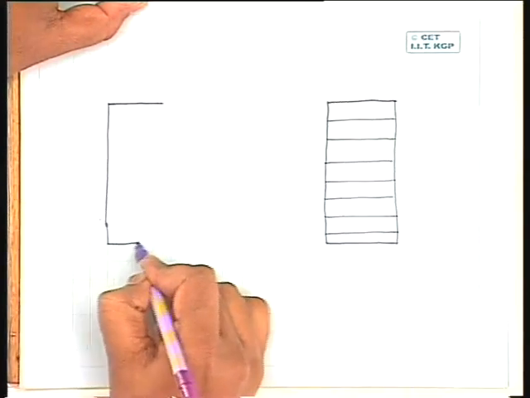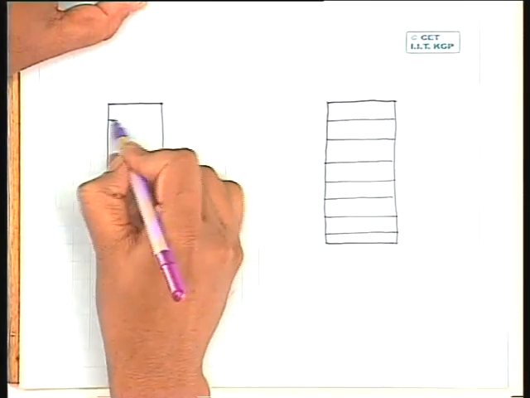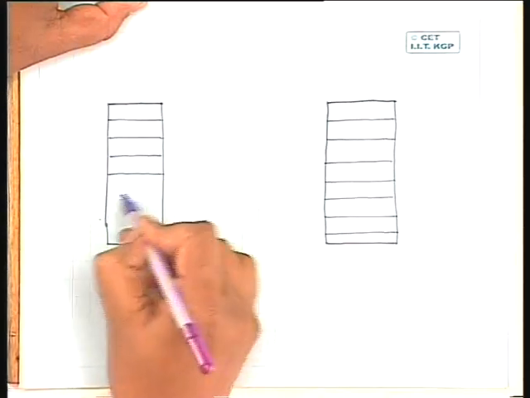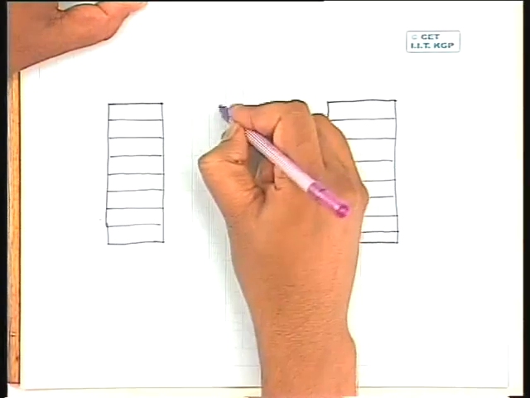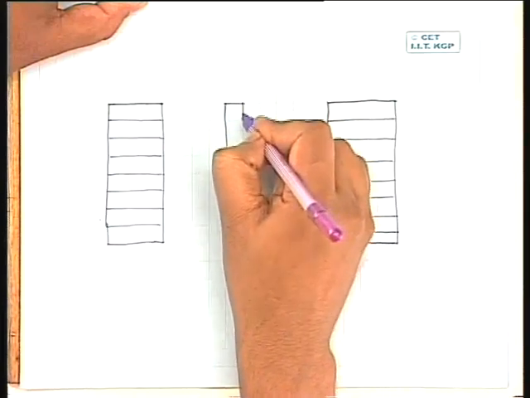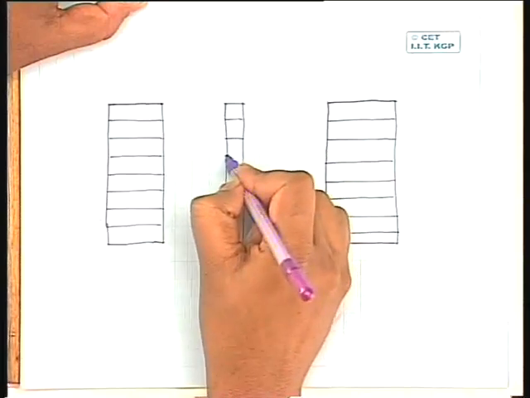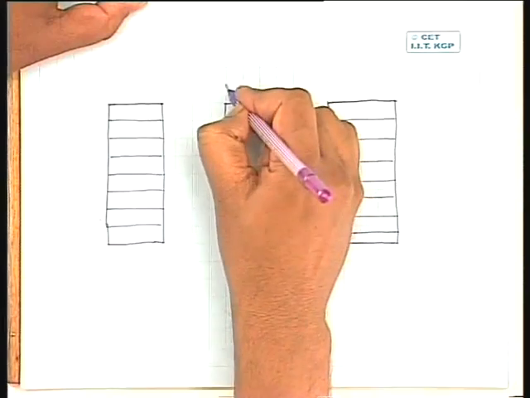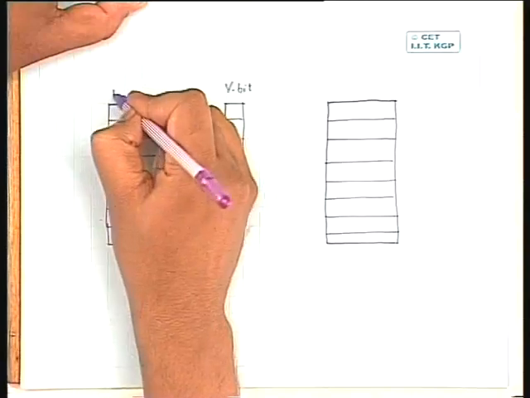tag memory field. For every tag memory field, or for every cache line, I have a corresponding valid invalid bit. So this is the valid bit, this is the tag field.